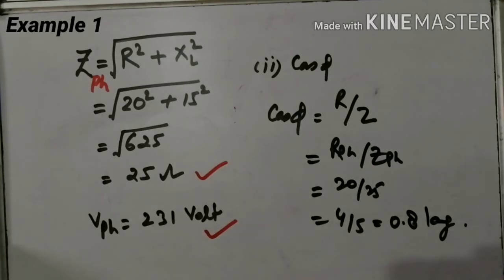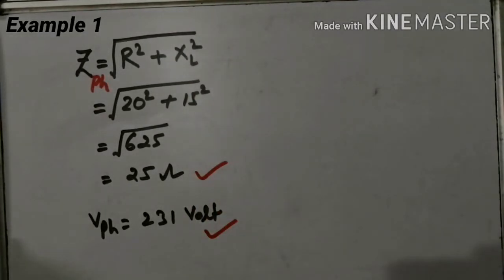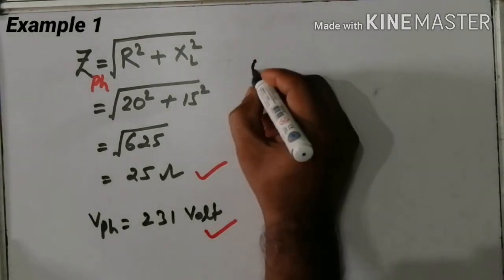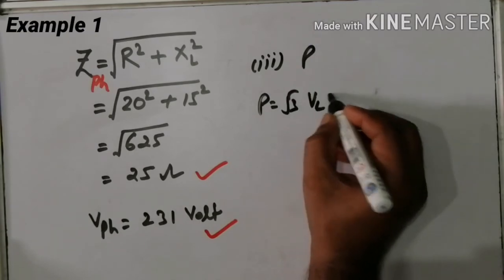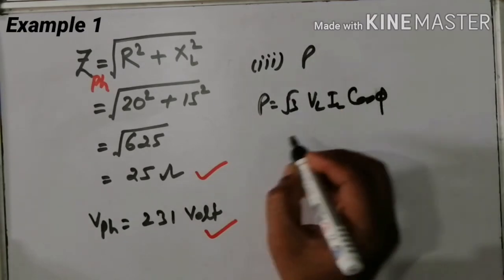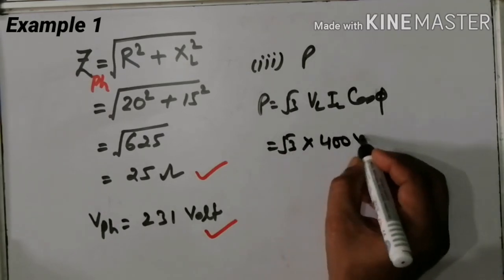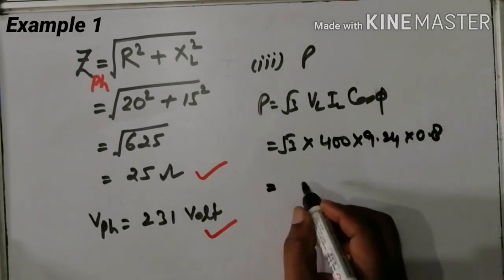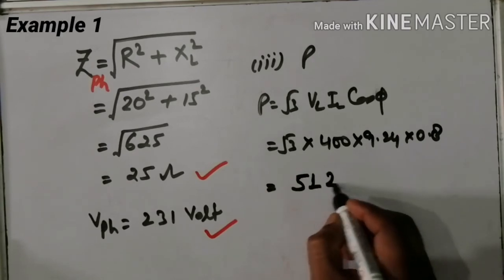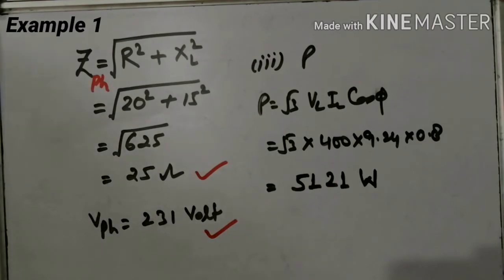Now the third part, that is power. Third one is power, which is nothing but under root 3 VL IL cos phi. Root 3, VL is 400, IL is 9.24, and it is 0.8. After the calculation, it is 5121 watt, right? So this is all about the three parts of this question.